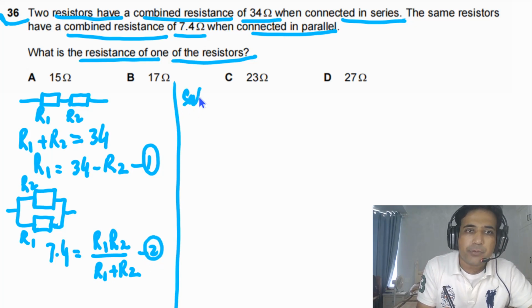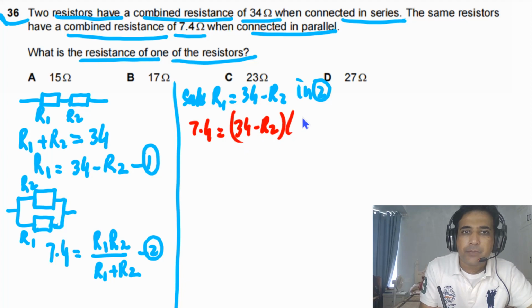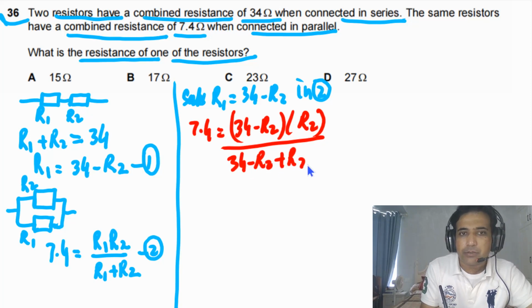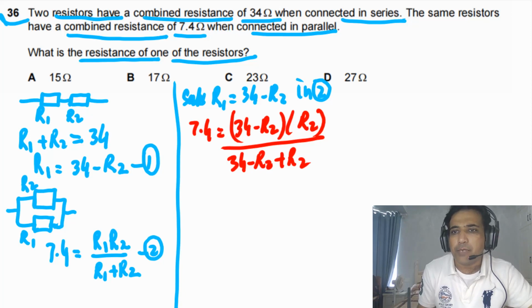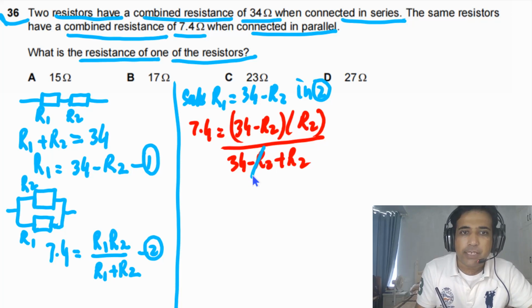Now we can substitute R1 equals 34 minus R2 in the second equation. So simply we can plug in here. We have 7.4 equal to 34 minus R2 times R2, divided by 34 minus R2 plus R2. Now we just need to simplify. We have discussed the physics. This is the math part. We just need to simplify. So we can cancel this with this one. So we can cross multiply now.